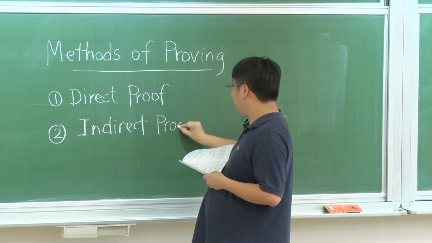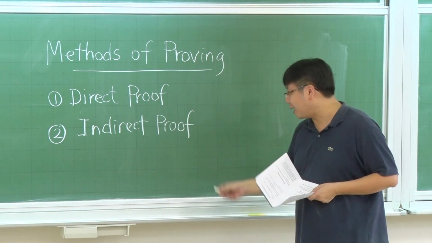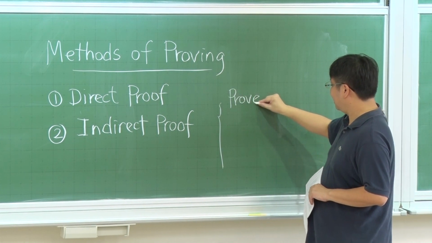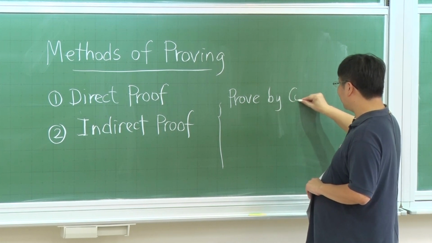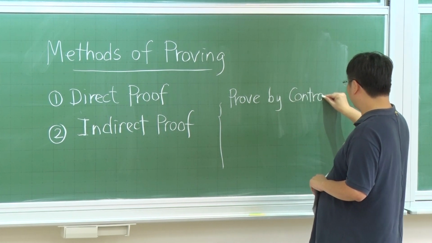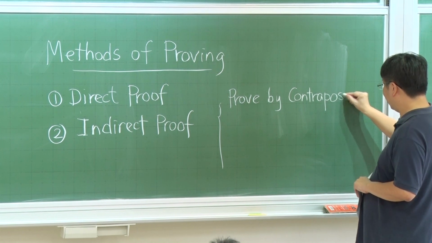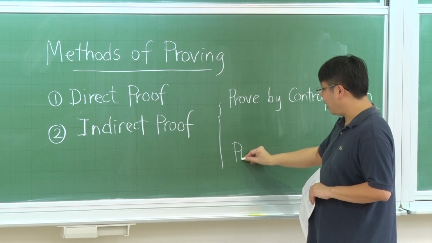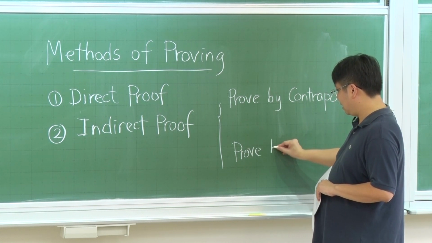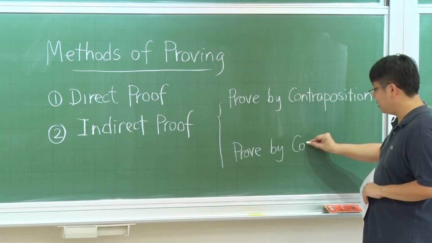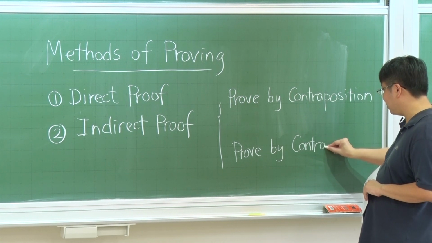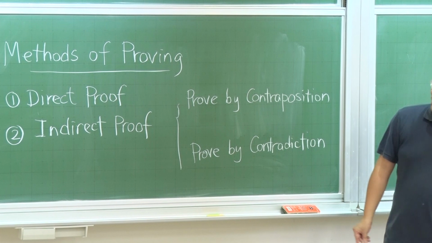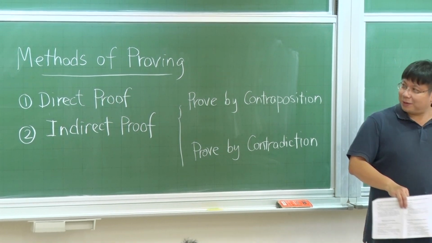And for indirect proof, we are going to introduce at least two types. One is we prove it by contraposition. And the other is we prove it by contradiction. These are something similar. So let's take a look at some examples.